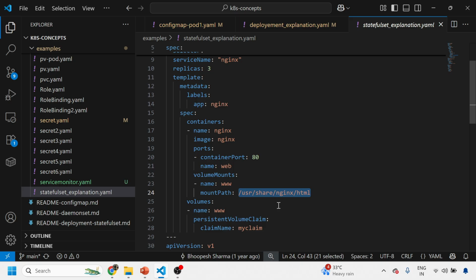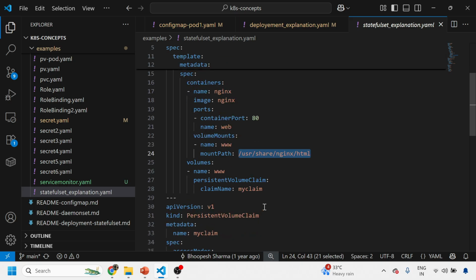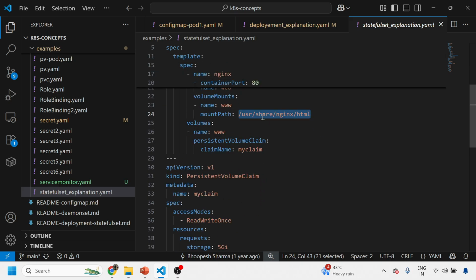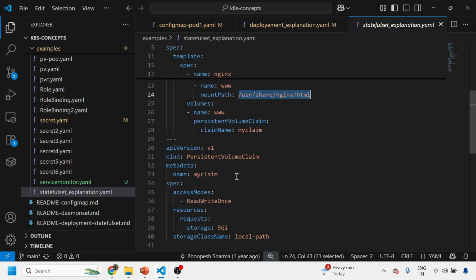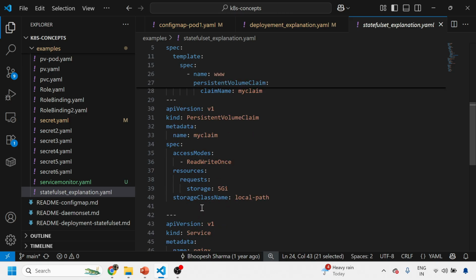that is used to run this application. It can be MySQL or Postgres, and this file system is being mounted by persistent volume and persistent volume claim. I'll talk about that in the next set of questions.